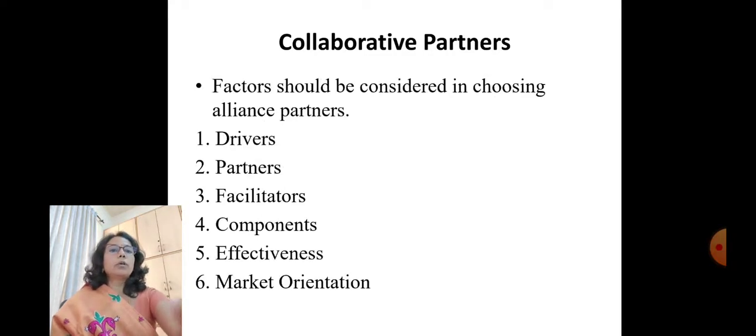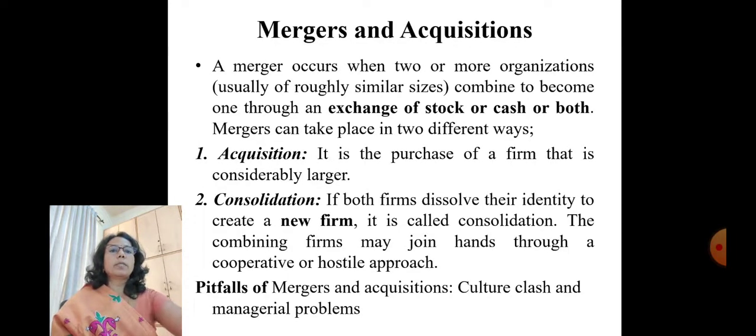Now, talking about mergers and acquisitions. A merger occurs when two or more organizations, usually of roughly similar size, combine to become one, through an exchange of stock or cash or both. Mergers can take place in two different ways, that is acquisition and consolidation. Acquisition means the purchase of a firm that is considerably smaller. The firm that acquires is called the acquiring firm, and the other the merging firm. Consolidation: if both firms dissolve their identity to create a new firm, it's called consolidation.